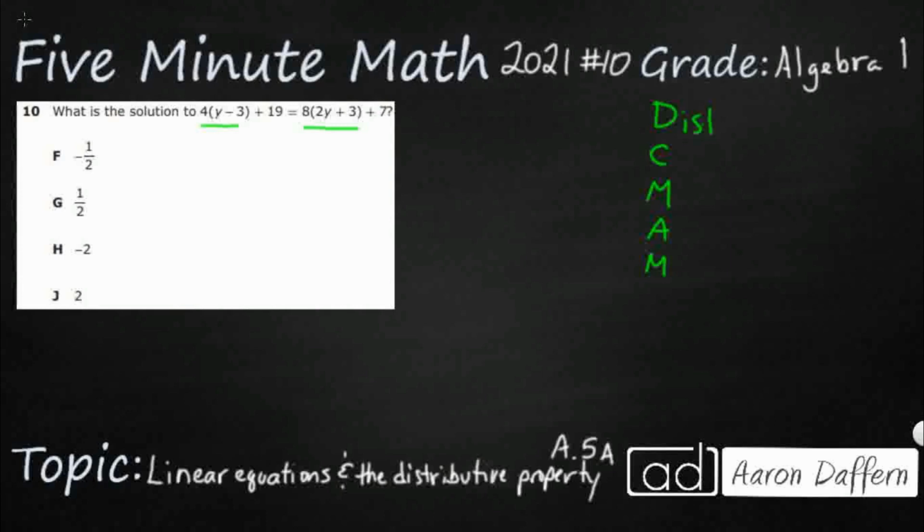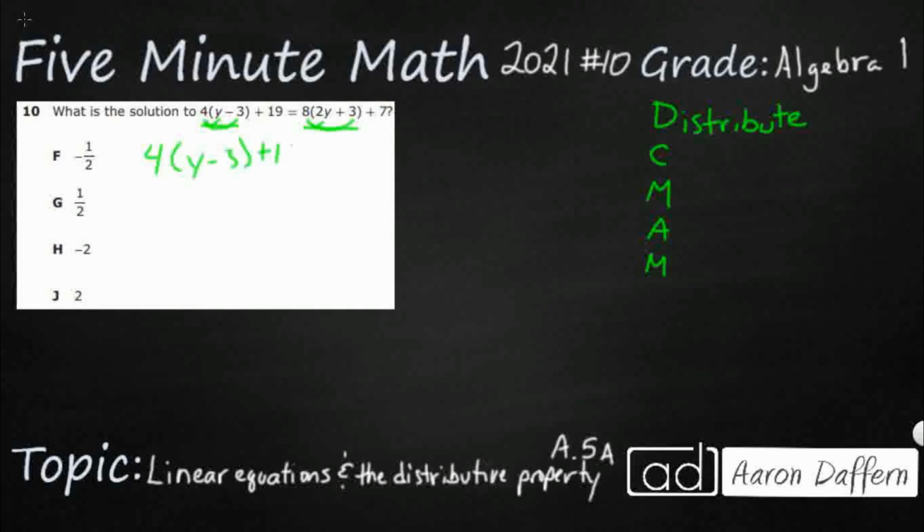So first we need to distribute, and we know we have the distributive property when we see an expression inside of parentheses, and then we have something being multiplied on the outside of it. So we need to distribute out that 4 to the y and to the minus 3. We also need to distribute out the 8 to the 2y and to the positive 3. So let's go ahead and rewrite this here.